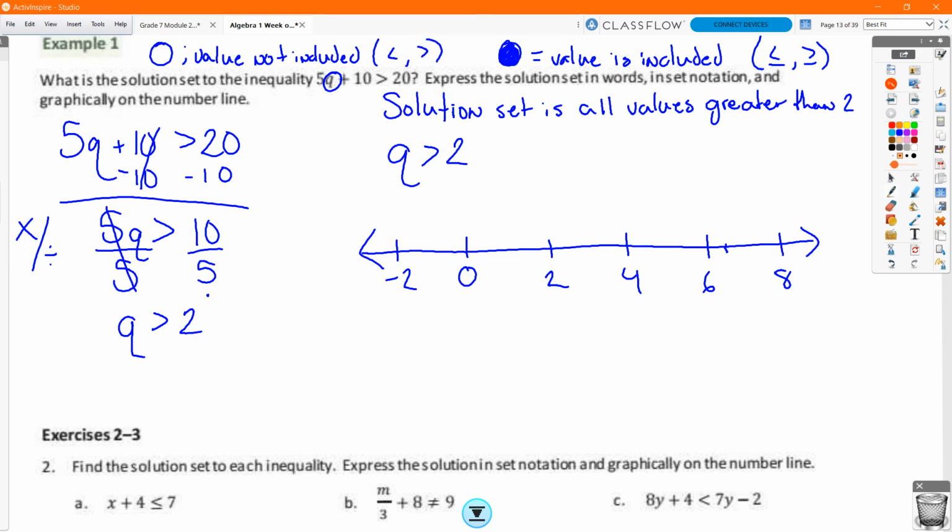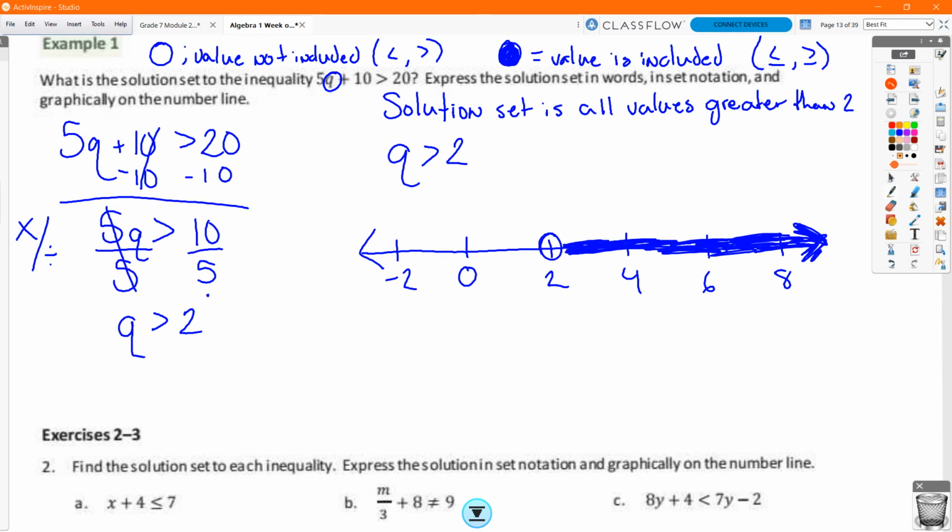So this one here is just greater than. I'm going to put an open circle on 2, and then I'm going to darken my number line for every value that is greater than 2 that would solve this inequality. So every value greater than 2 is a solution. 2.000000000000001 is a solution. 2 and 100 trillionths is a solution to Q is greater than 2.